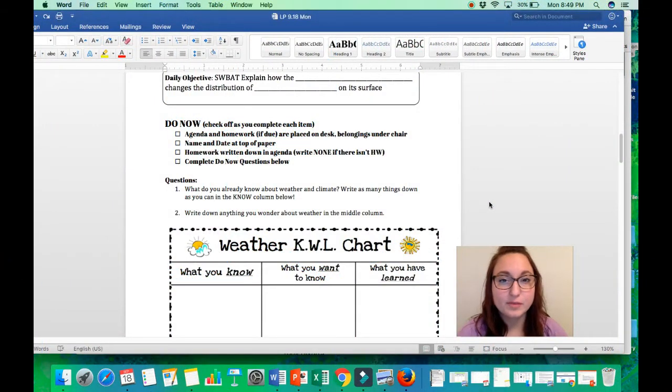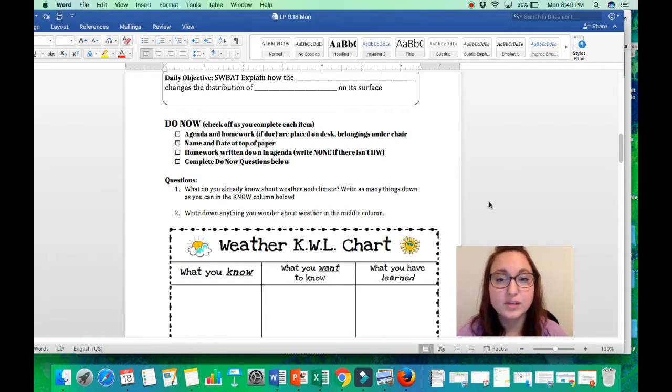Hi there, and welcome to my first lecture on weather. I'm going to start by describing how weather is affected by solar radiation. And so we're going to start really big picture in space. To start us off on this lecture, first let's read the objective together.